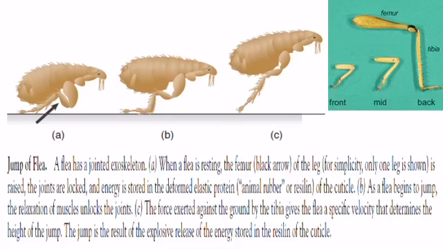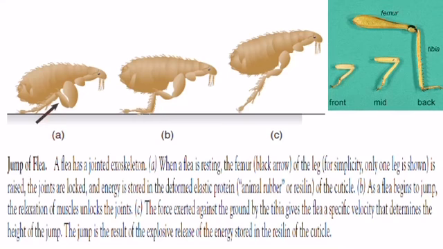Here is the diagram of a jump of a flea, in the resting position, in figure A. First of all, have a look at the leg of the flea. This leg has a part named the femur, and here is the tibia. In figure A, when the flea is in the resting position, the femur of the leg is raised, as indicated with this black arrow.